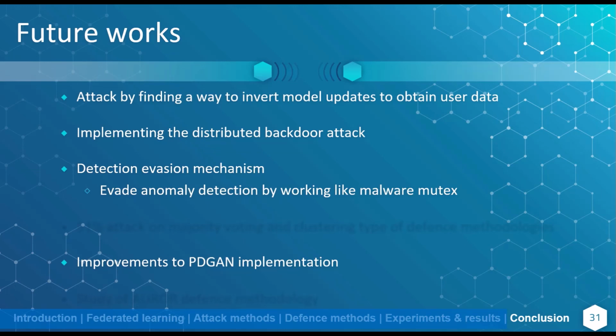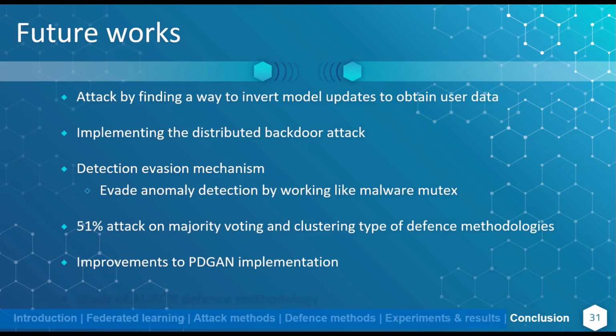Also, I have just recently learned about the 51% attack in blockchains, which I believe is highly applicable to FL since most defense methodologies use majority voting, clustering, or other related methods for anomaly detection. In terms of defense methodologies, since the original PDGAN research paper has not yet published their codes due to confidentiality reasons, future works can look at improving the project's code implementation when it is published. Lastly, I chanced upon a research paper implementing a defense called Aurora for collaborative deep learning systems, which can be studied and implemented for FL in future by this project.